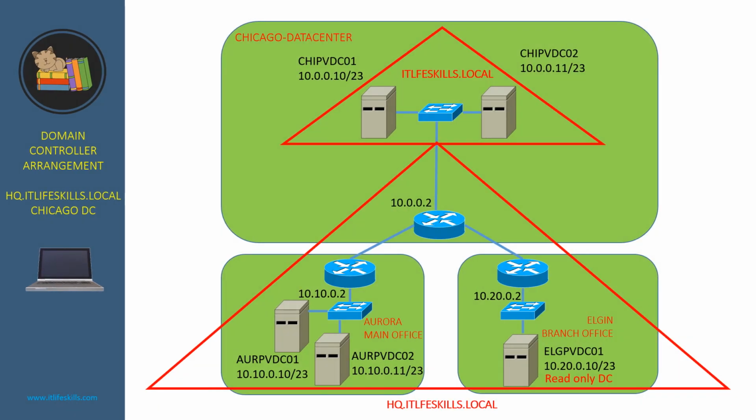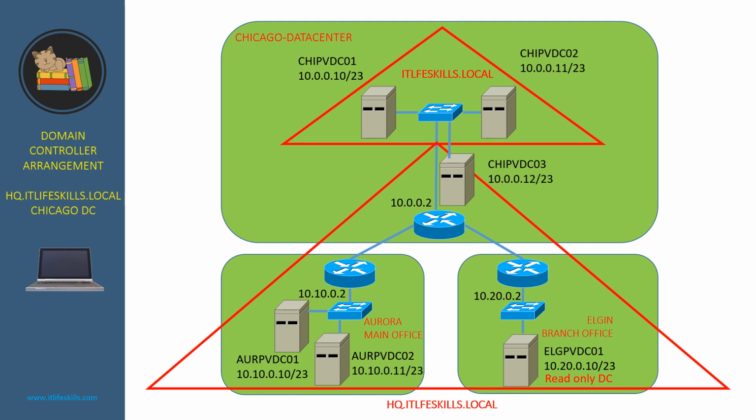As you can see, Chicago Data Center has the highest physical security and the highest power and internet connection reliability in this system. Therefore, in a real working environment, we usually install an additional domain controller for the domain hq.itlifeskills.local at Chicago Data Center.